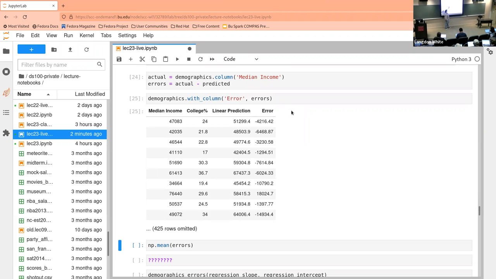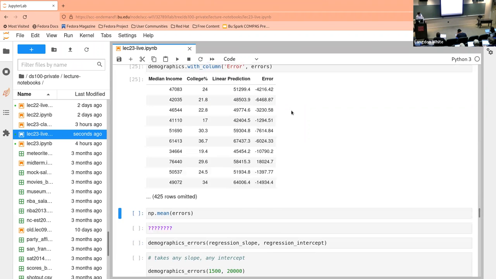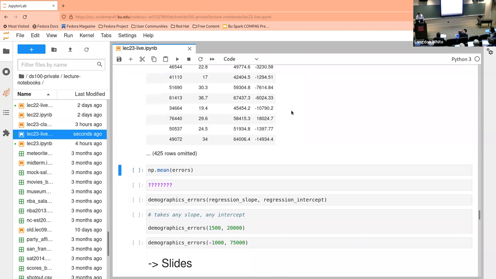Wait, am I getting that right? No, this is the actual values. And so this one was off by right around 4,000. This was off about 6,000. So that tells us a little bit more about the errors, but we want to kind of roll that up into a simpler number.